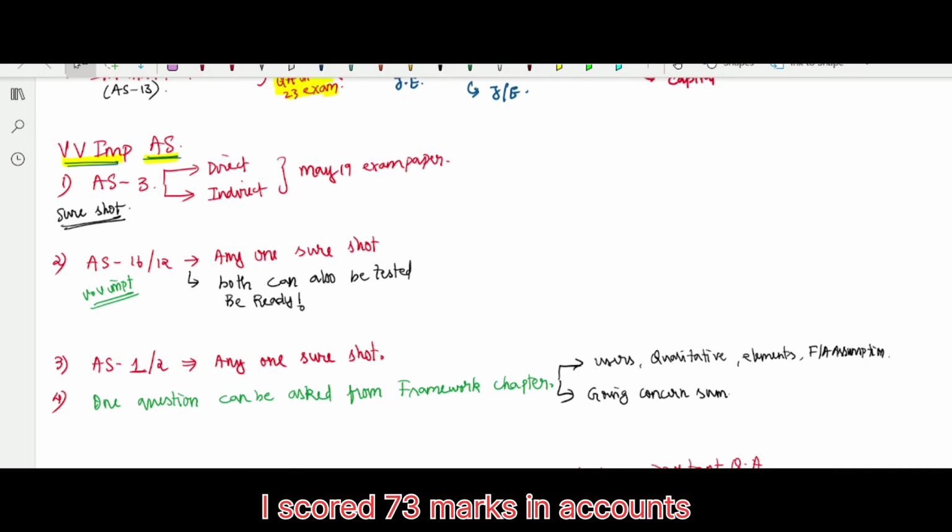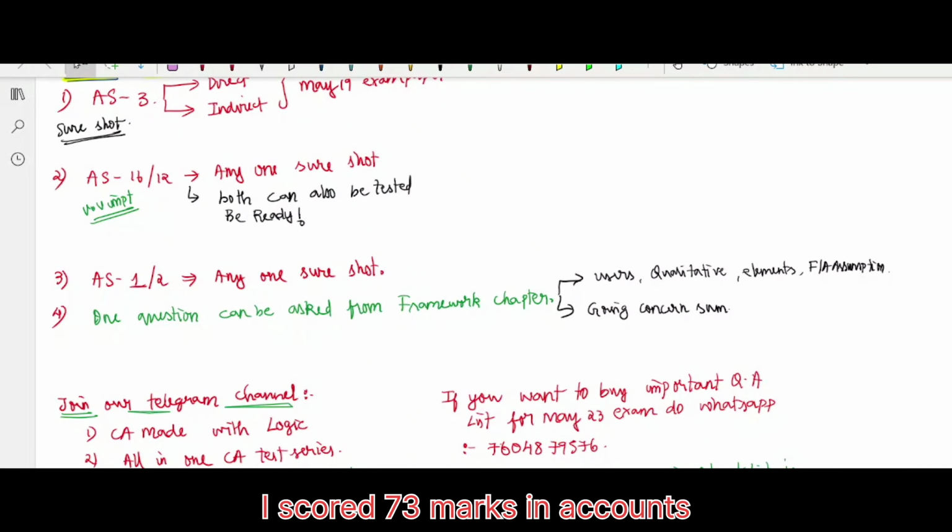And AS 16 and 12, these are other very important ones. Be ready to see them in the exam paper. Okay, then one question can be tested from the framework chapter. This is what I am expecting. One is a going concern related sum, you have to go through it, and another is theory on qualitative elements of financial statements, assets, assumptions. You have to see it.